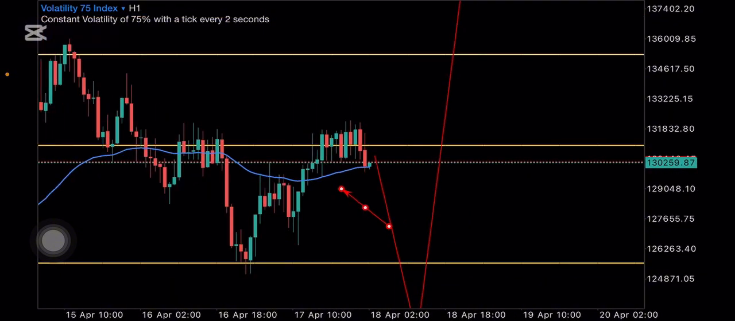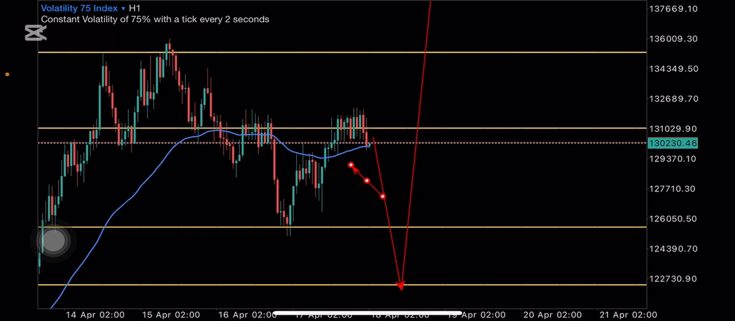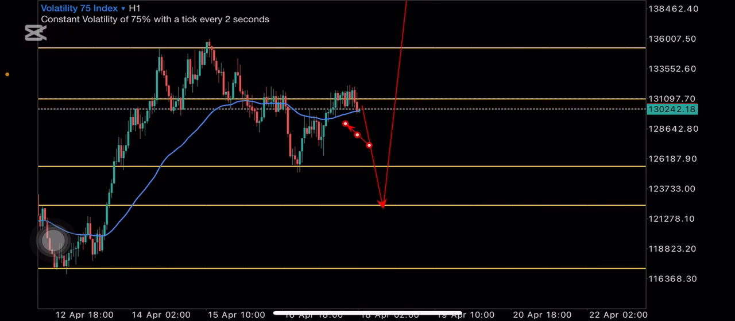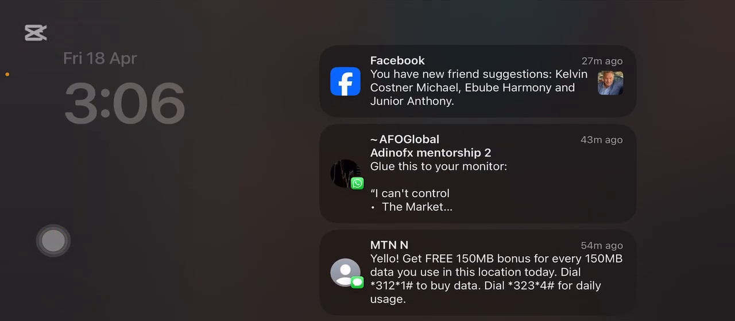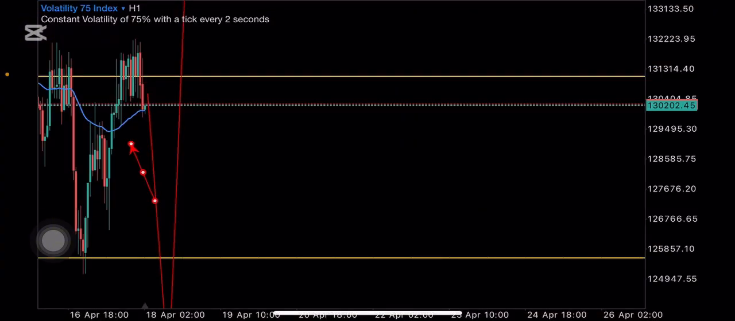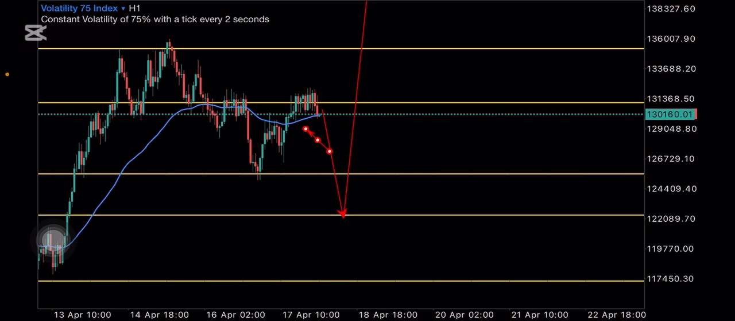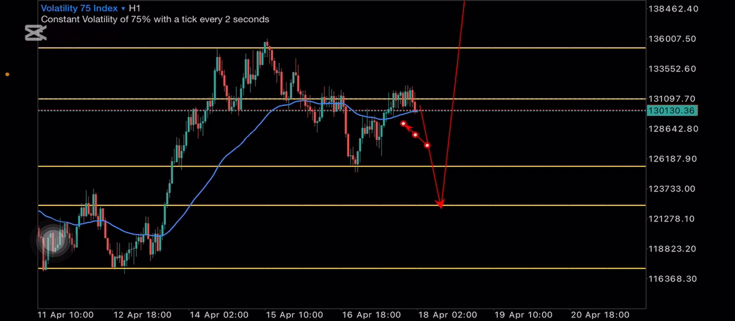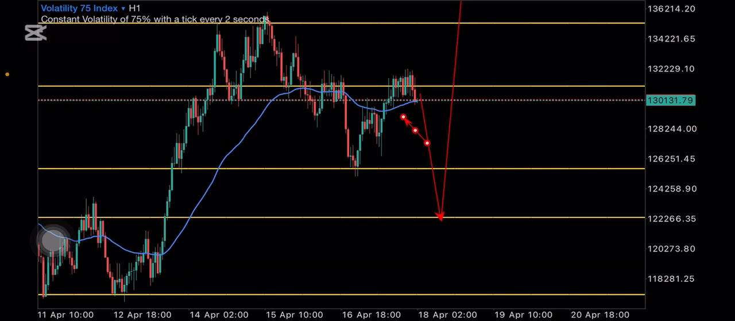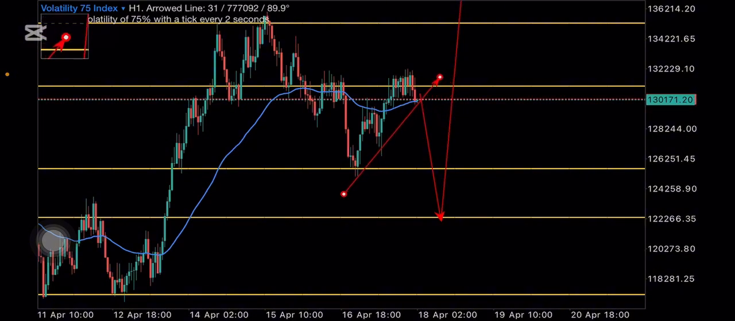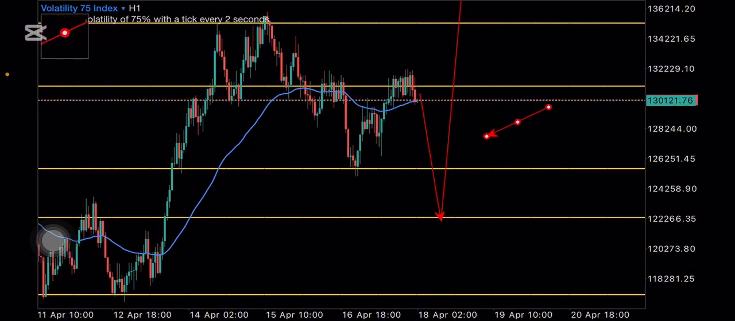I've done that. Now let's go to another chart. Let me use the rectangular tool to do the analysis, to mark my key levels, so that we now do the next topic, which is the break and retest.